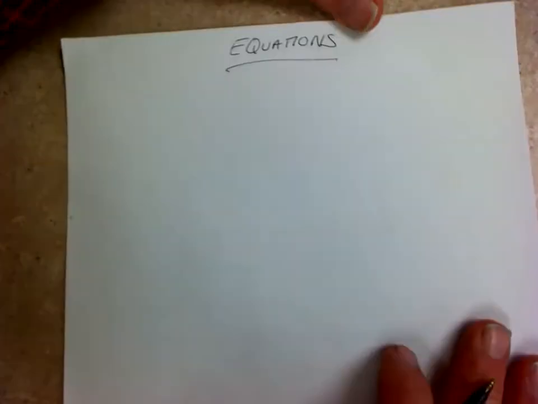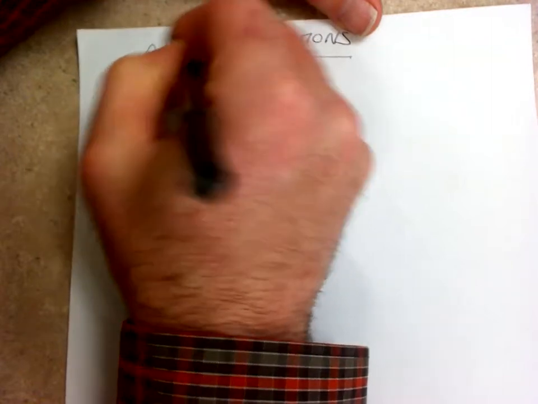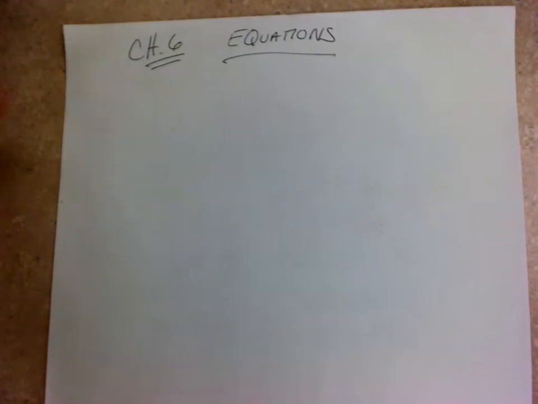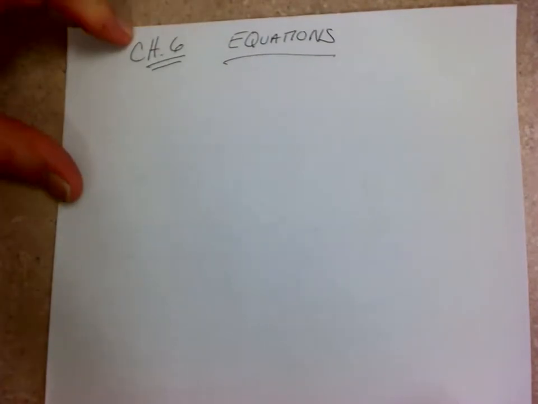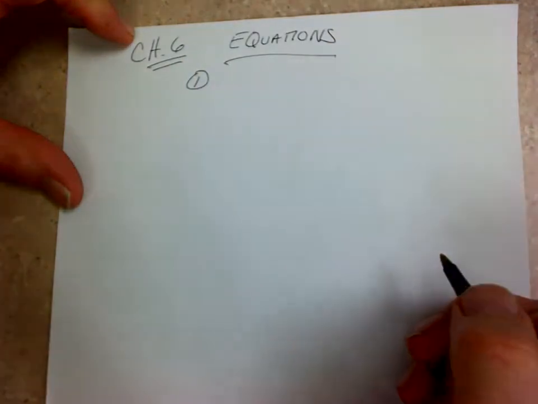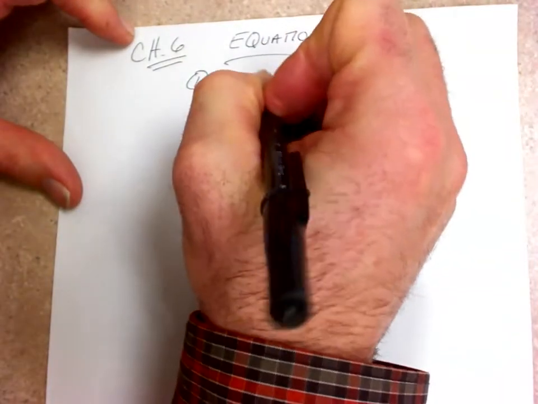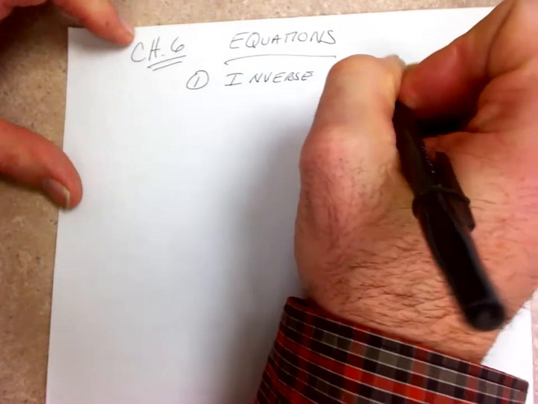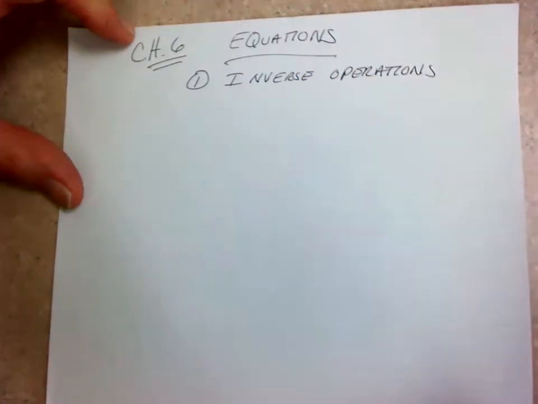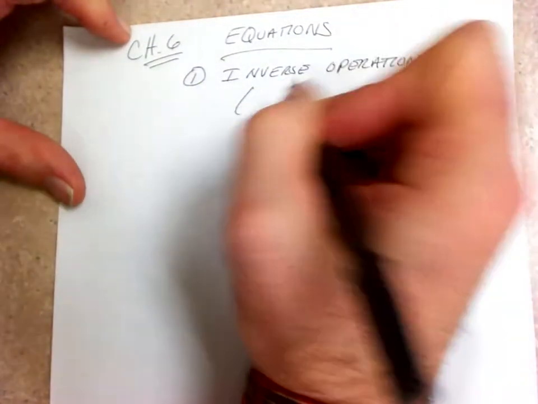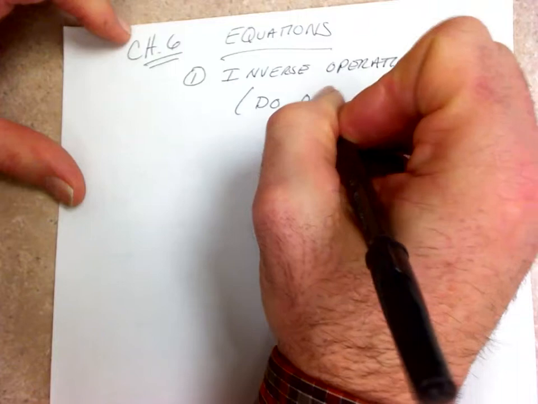Sorry about that. All right, so today we started chapter 6. We're going to start to look at equations and solving them. We came up with 2 rules today in class. Number 1, inverse operations, which basically means do opposite.